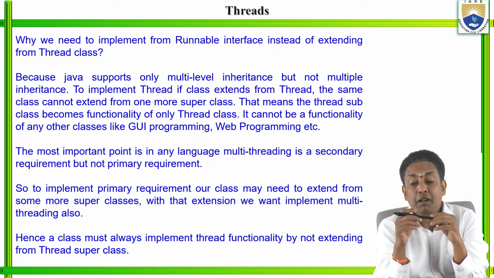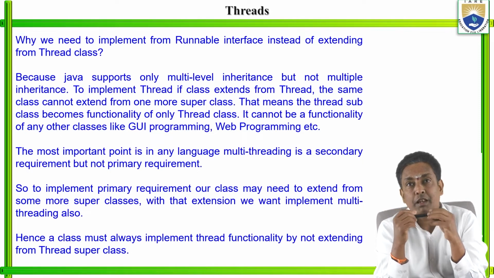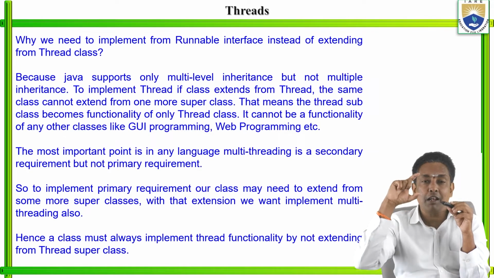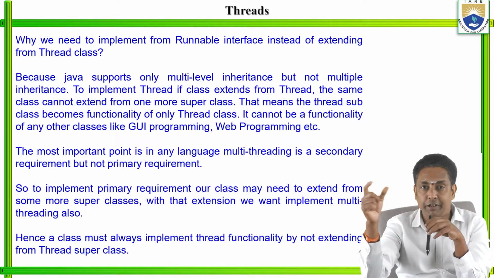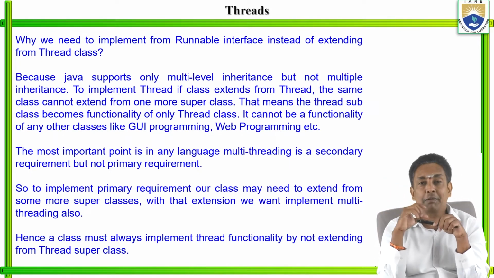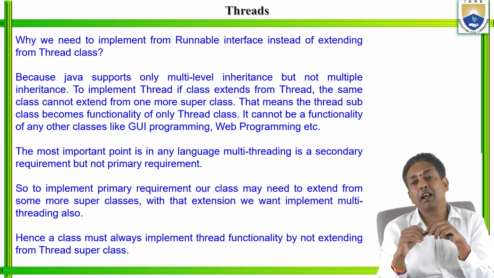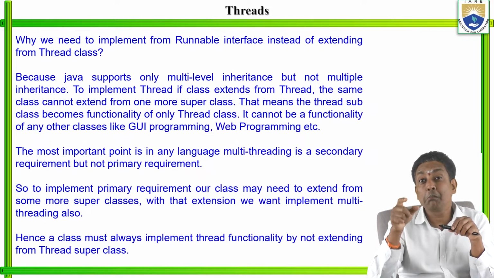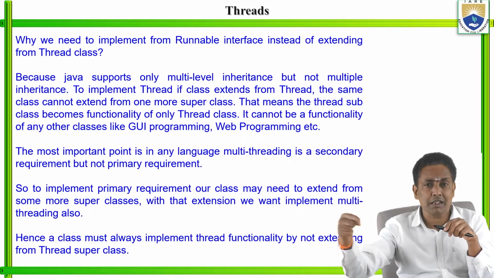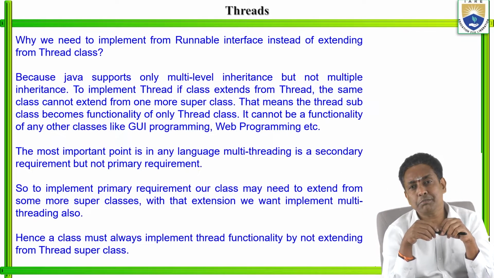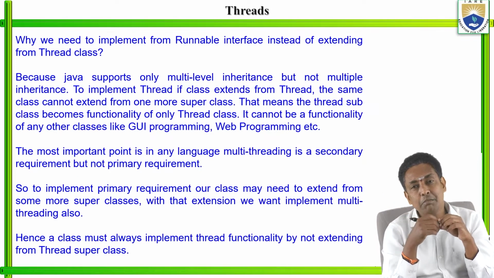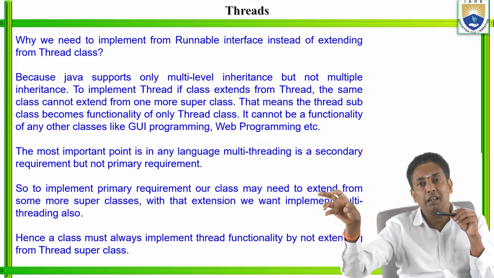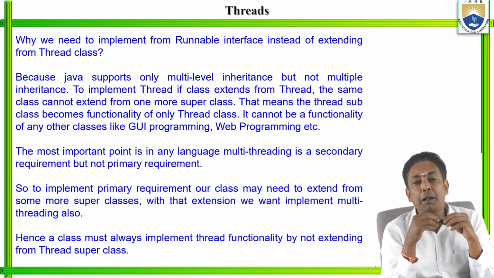Why do we need to implement the Runnable interface instead of extending from the Thread class? In the previous video, we saw that we are developing a graphical user interface application in which our class wants to extend from some frame class or form class. That is a primary requirement, a primary functionality. And multi-threading, simultaneously executing something else, like some graphic image animation, is a secondary requirement, a secondary functionality. The thread implementation is a secondary functionality. The graphical user interface is the primary functionality.